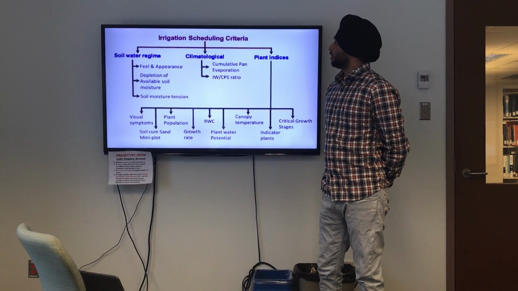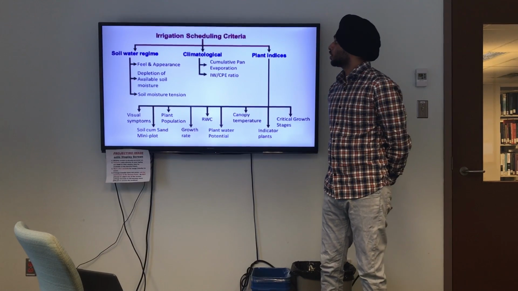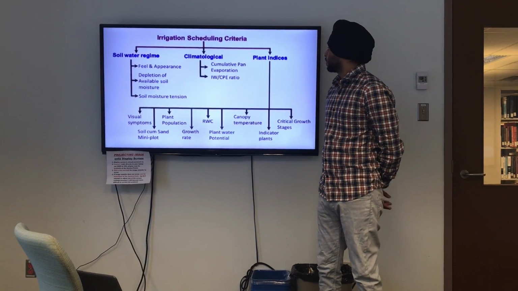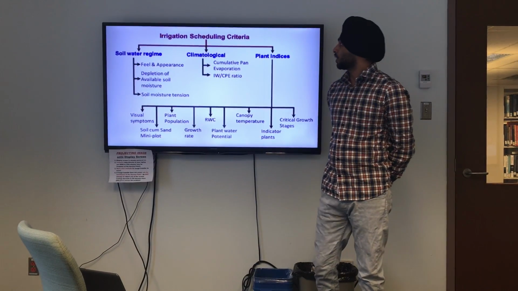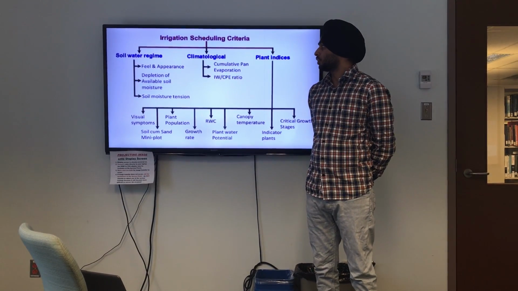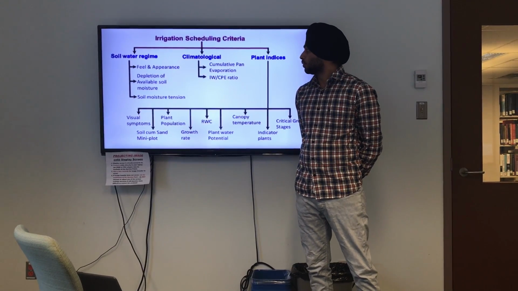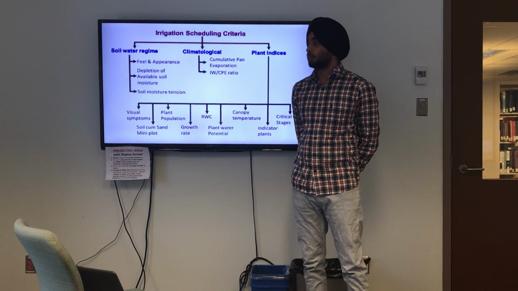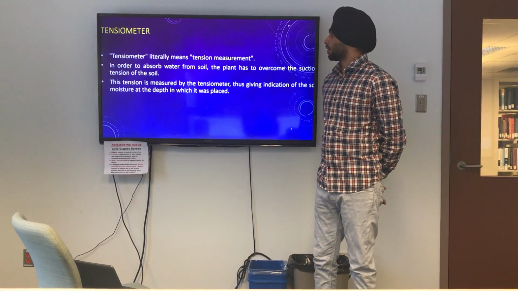So these are the main irrigation scheduling criteria. Basically there are three approaches. The first one is soil water depletion, the second is climatological criteria, and the third one is the plant indices. In soil water depletion, there are three methods by which we can determine irrigation scheduling. First is the feel and appearance method, the feel and appearance of the soil. Second is the depletion of the available soil moisture, and third is the soil moisture tension, which is based on the tensiometer. Second is the climatic approach, and third is the plant indices.